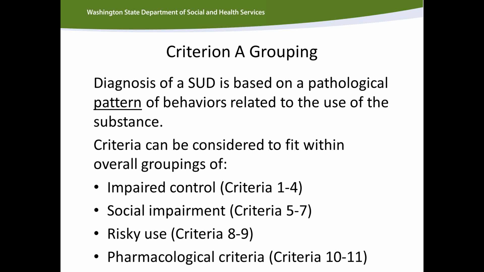Well, let's go through them. Criteria 1 through 4, and we'll use alcohol use disorder as an example, would be that it's taken in larger amounts over a longer period than was intended.